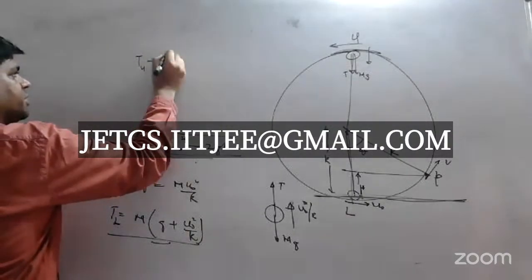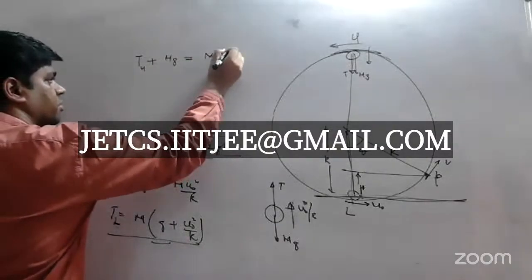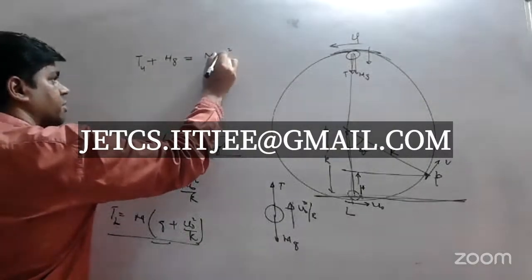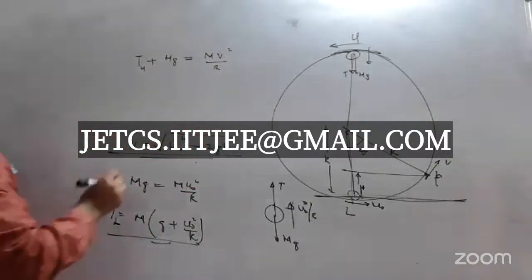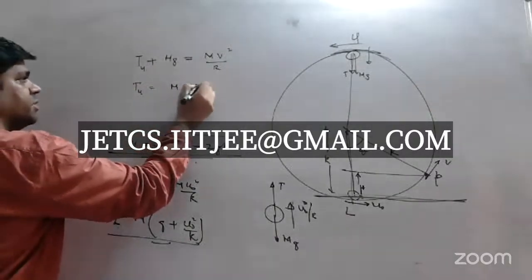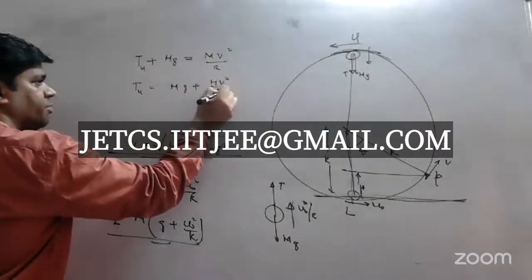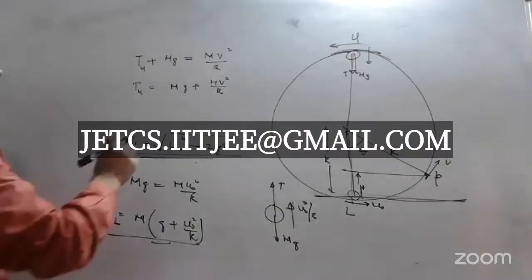T plus Tu plus mg is equal to mb square by r. So Tu is equal to mg plus mb square by r. Sorry, mb square by r minus mg.